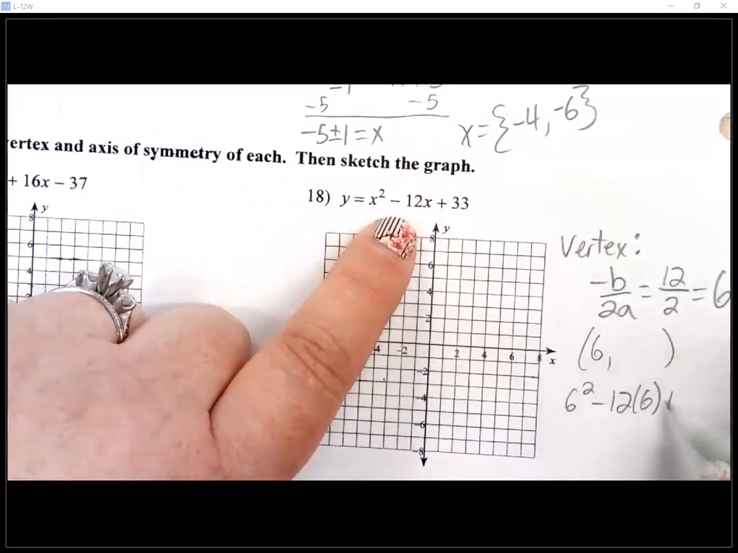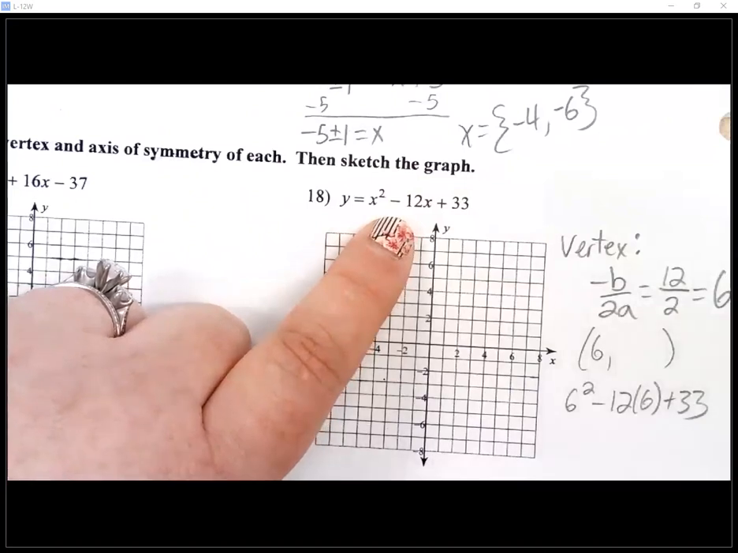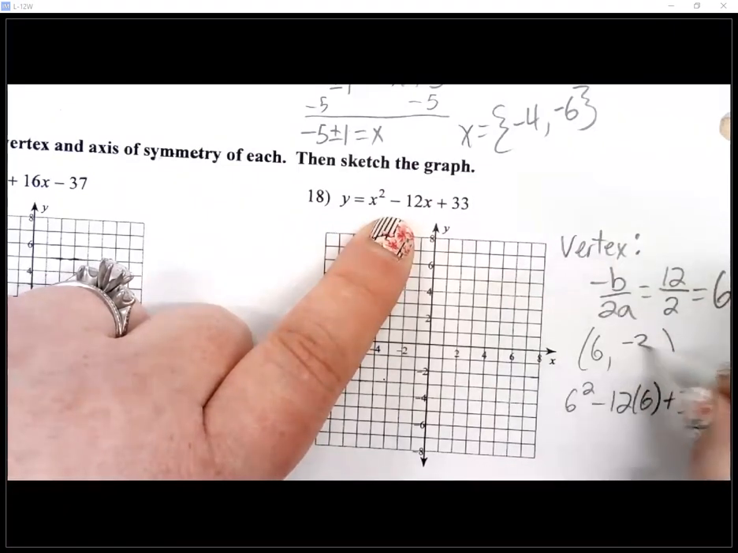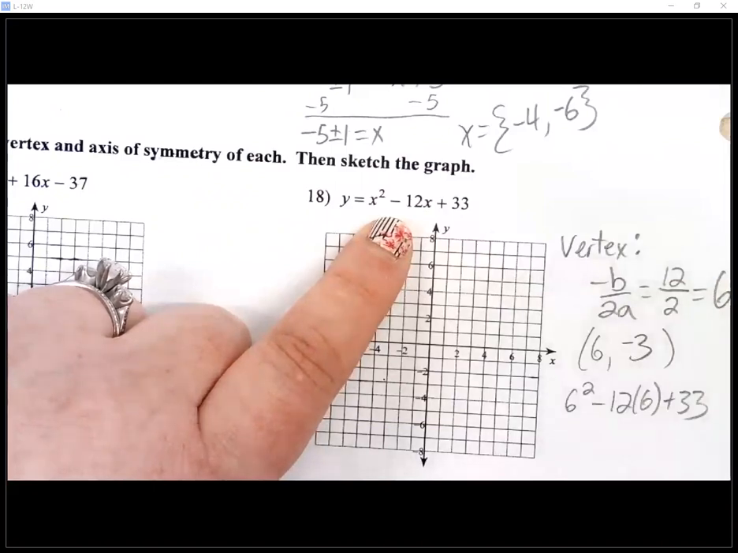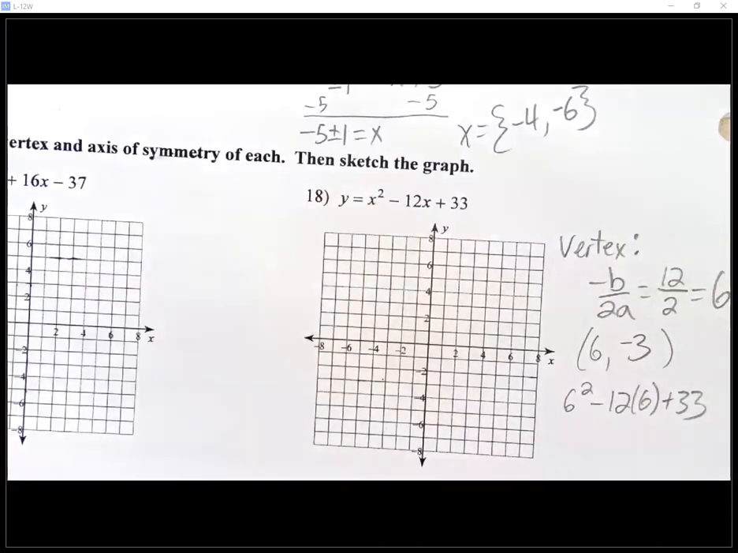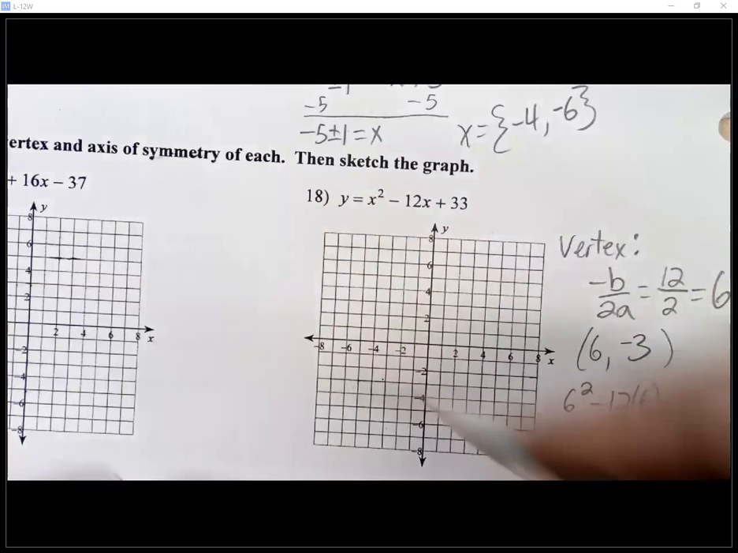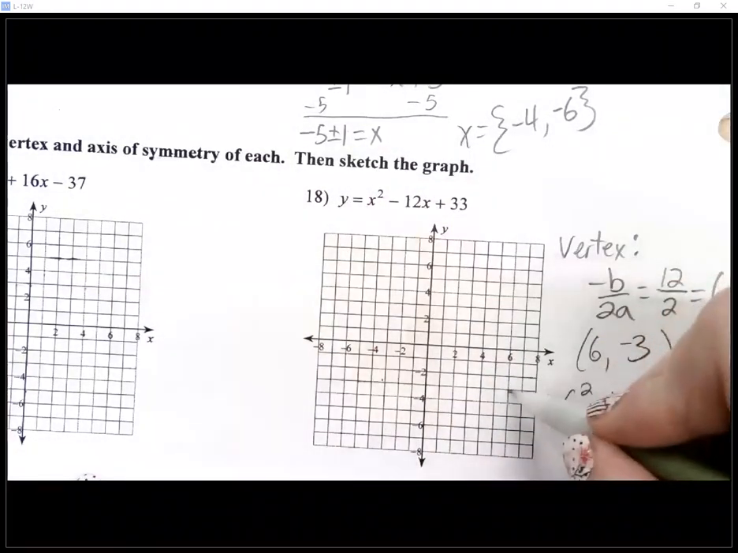I'm going to grab a calculator and ask it to do the work for me because I'm lazy. I got a negative 3. Did you? Yes. Great. Okay, so 6, negative 3. There it is. So you have now identified the vertex.